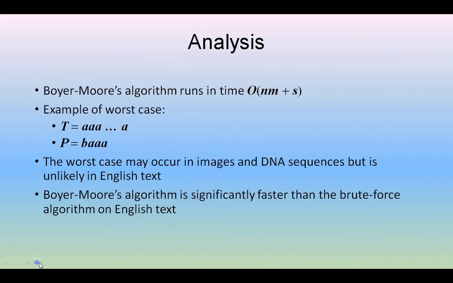Okay, so next, the Boyer-Moore algorithm runs in time order of nm plus s. The example of the worst case is given like this. The worst case may occur in images and DNA sequences, but is unlikely in English text. One advantage of this Boyer-Moore algorithm is that it is faster than the brute force algorithm in English text, and it can also be used in DNA sequences.